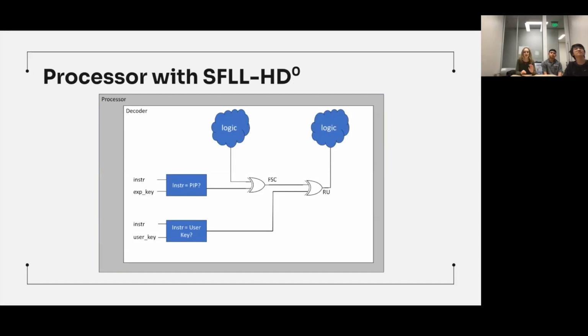So we'll take the instruction and compare it to the expected key, which will then XOR with the original input, which will give us our FSC. And then we will XOR the FSC and then the comparison of the instruction and the user key to get the output for our logic.